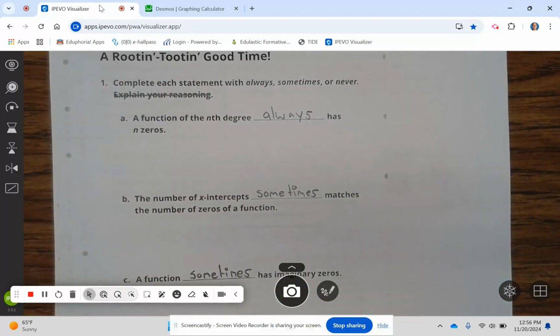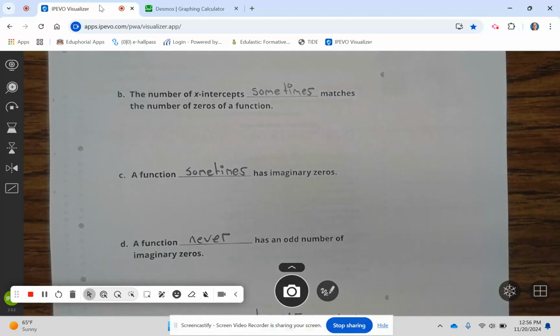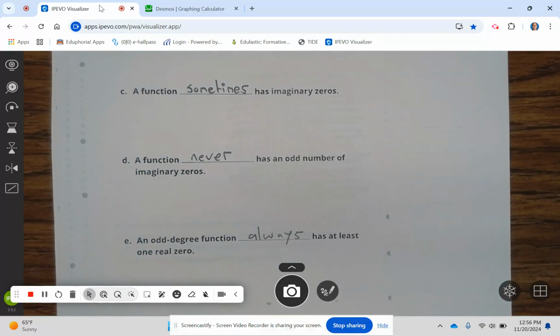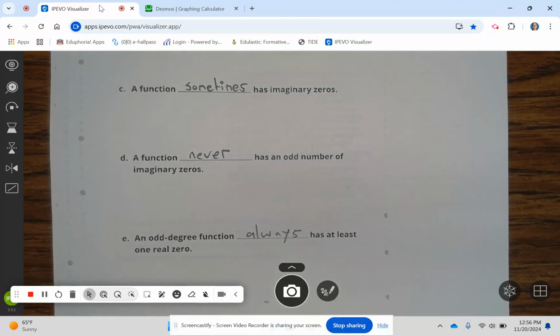A. A function of the nth degree always has n zeros. B. The number of x-intercepts sometimes matches the number of zeros of a function. C. A function sometimes has imaginary zeros. D. A function never has an odd number of imaginary zeros. And E. An odd degree function always has at least one real zero. All right, let's take a look at the next page.